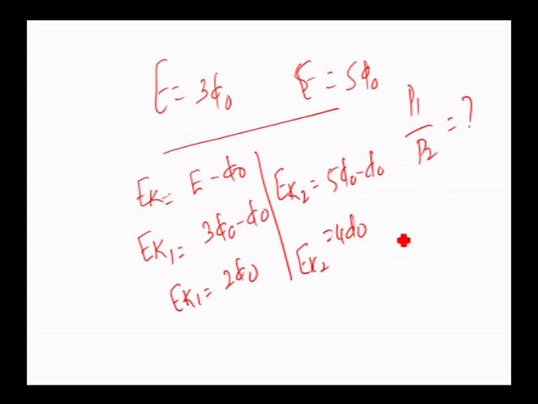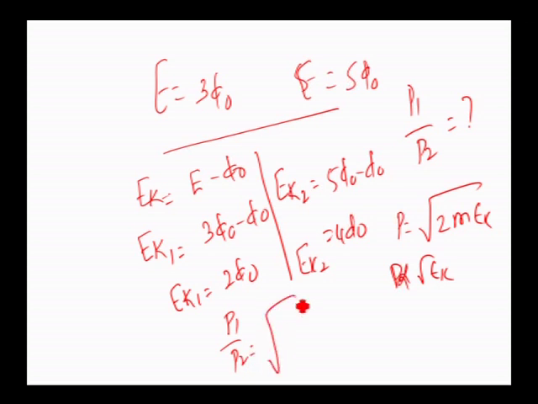Then how are momentum and kinetic energy related? Already discussed, momentum is equal to root of 2 into m into E. Therefore momentum is directly proportional to the square root of kinetic energy. Therefore momentum 1 divided by momentum 2 is equal to root of Ek1 divided by Ek2, correct?